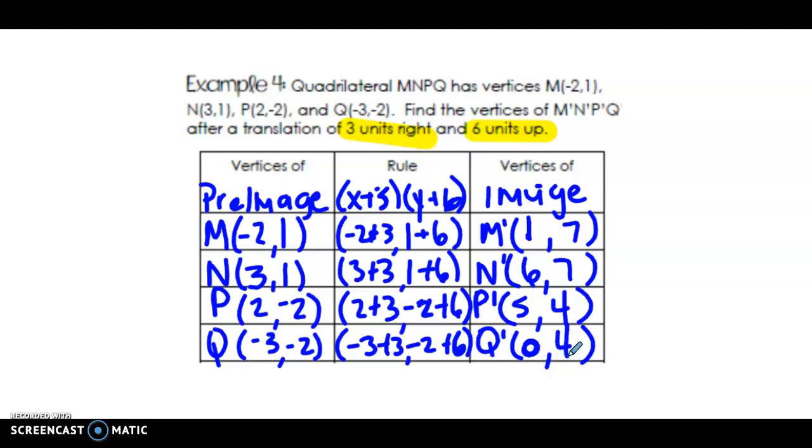So again, we figured out using math, not using a grid line, that the old MNPQ is now M prime, N prime, P prime, and Q prime with the new points. I hope this makes sense.